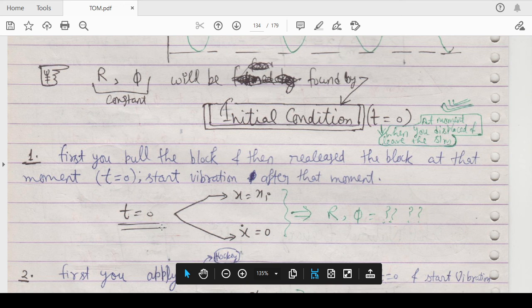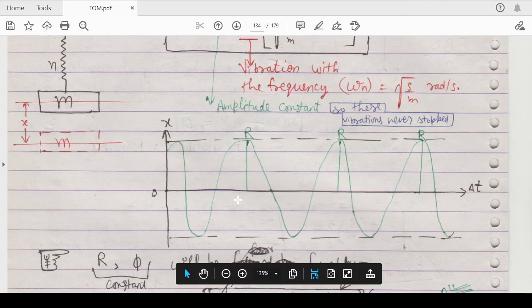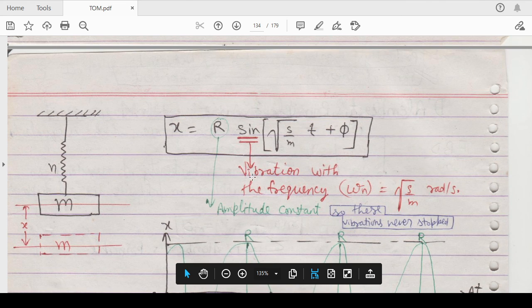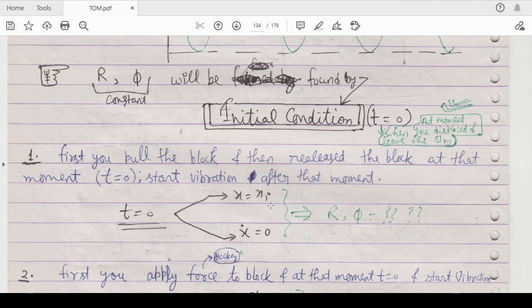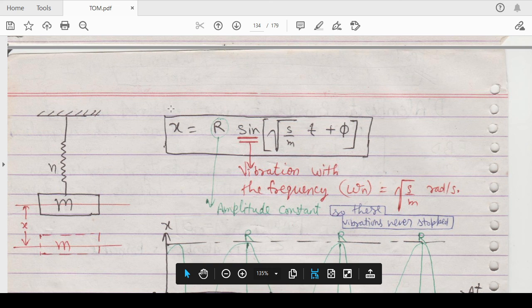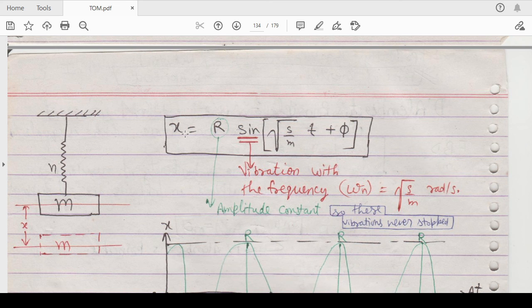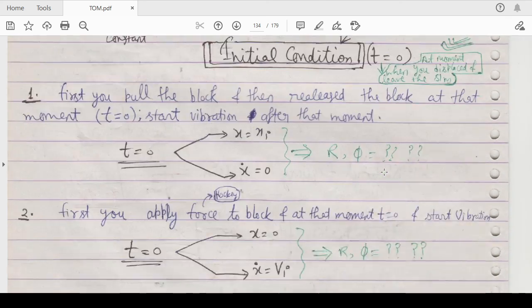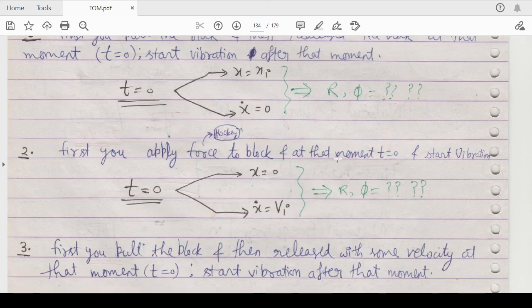So this is your initial condition. If you put t equal to 0 here, with x equal to xi and x dot equal to 0, then in the first equation you put t equal to 0 and you get one equation. After that you differentiate it to get x dot, and then put x dot equal to 0 and t equal to 0 to get another equation. You will have two equations and two unknowns, r and phi, so you can easily calculate these terms. Similarly, you can calculate for other initial conditions as well.